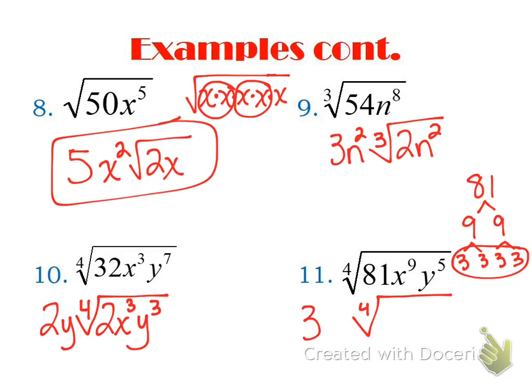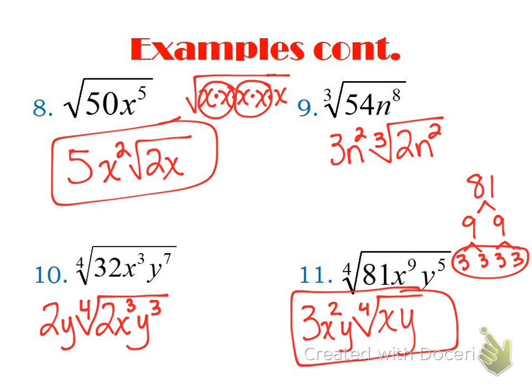Okay, so then we have to break up the x's. How many groups of 4 are we going to find with 9 x's? 2. So that's going to be an x squared. How many would be left over? 1. So the 1 left over is inside. If we have 5 y's, how many groups of 4 will we find? 1 group of 4. So 1 outside, and how many left over? 1. So 1 on the inside. And that would be our answer. Shorten up that radical a little. 3x squared y times the fourth root of xy.